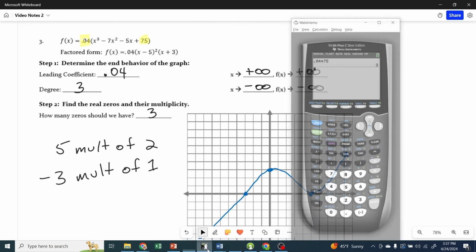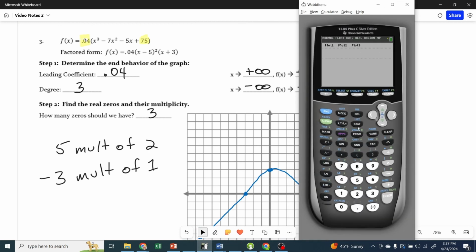But we'll take our calculator and we're going to go ahead and plug it in. So clearing this, I have 0.04 parentheses x cubed minus 7x squared minus 5x plus 75. And I hit enter.